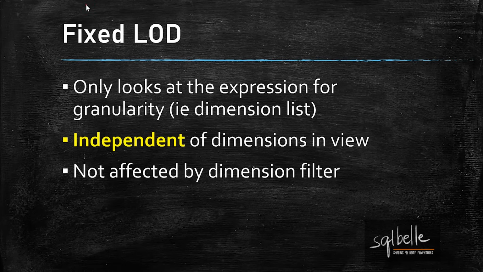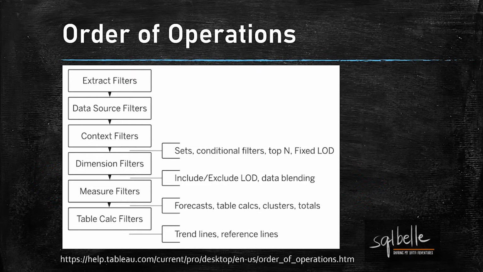We have also mentioned that fixed level of detail expressions are not affected by dimension filters. So this is the perfect time to introduce Tableau's order of operations. You can find this diagram in Tableau's online documentation, and it outlines the hierarchy of operations. What this tells us at the very top is that if we add extract filters, all operations in Tableau respect that extract filter. It's not going to operate on any data that it doesn't see from the extract.